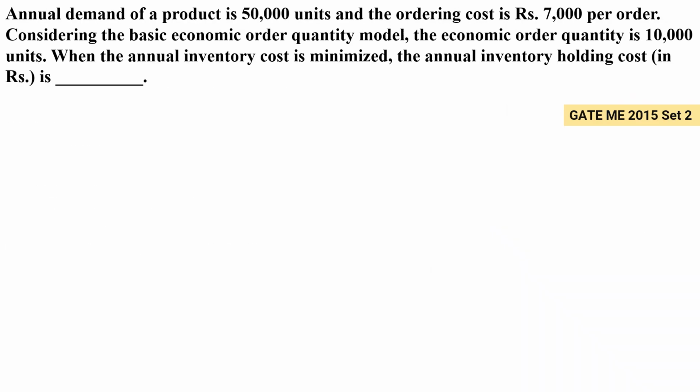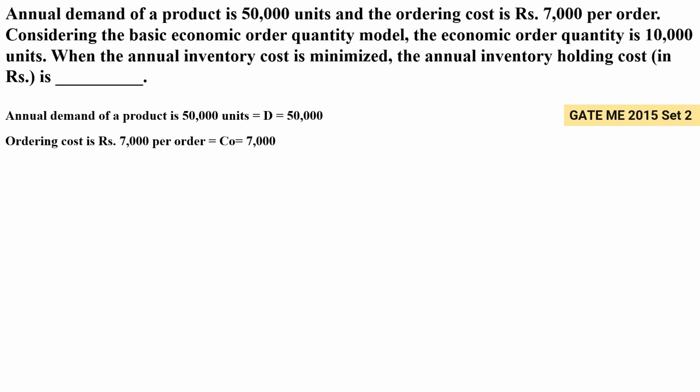Next question is, annual demand of a product is 50,000 units and the ordering cost is 7,000 per order. So it is given capital D 50,000 and C0 equal to 7,000. Considering the basic economic order quantity model, the economic order quantity is 10,000 units. So EOQ or Q star is also given, which is equal to 10,000.